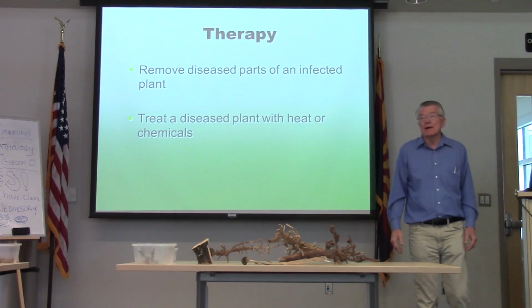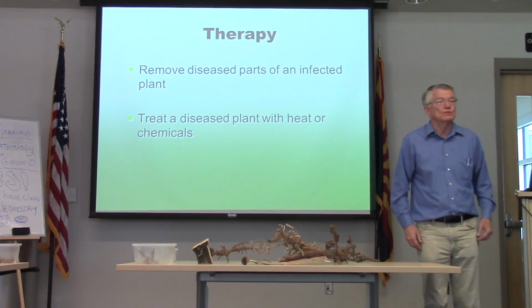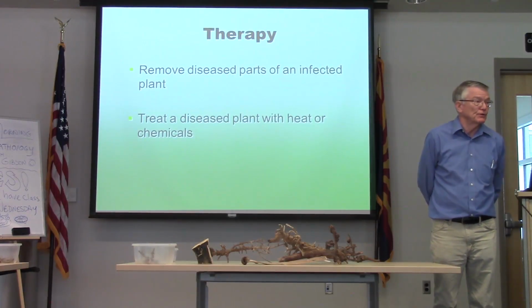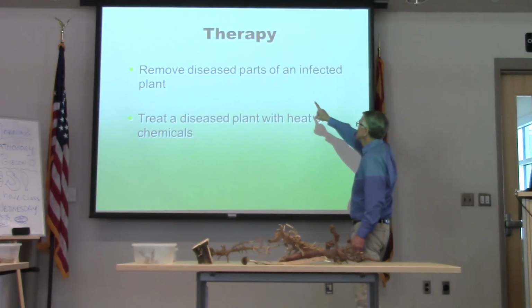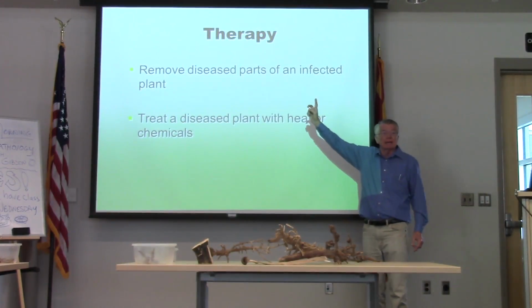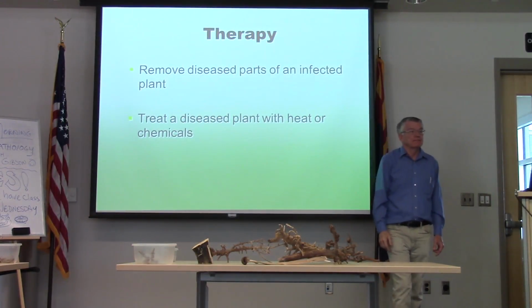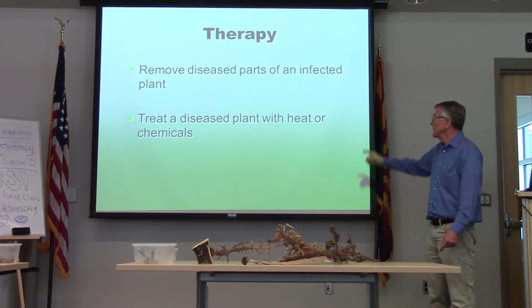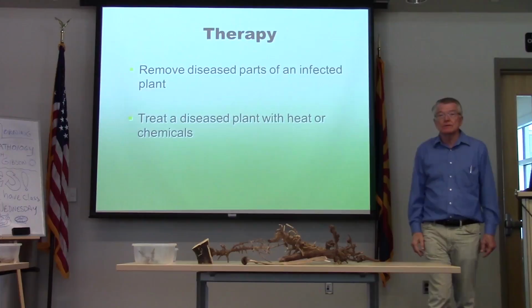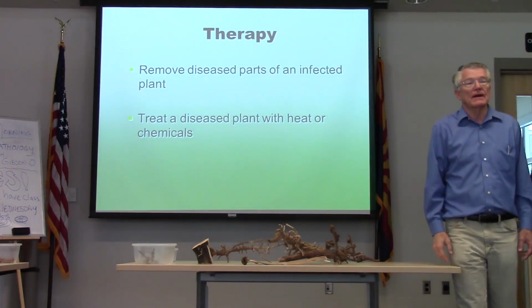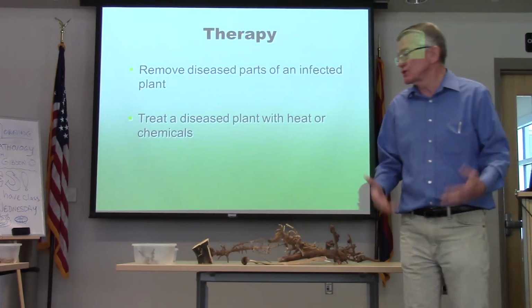And finally, therapy, which is probably the most difficult of all to do. Therapy means I'm going to remove the diseased parts of an affected plant. I'm going to do surgery. Or I'm going to treat a diseased plant with heat or with chemicals. I'm going to apply something. I'm going to do something.